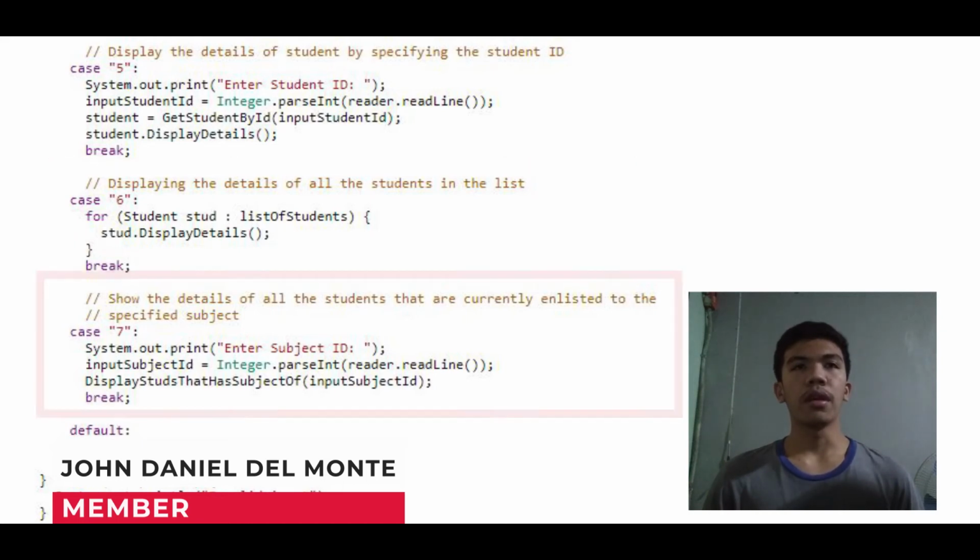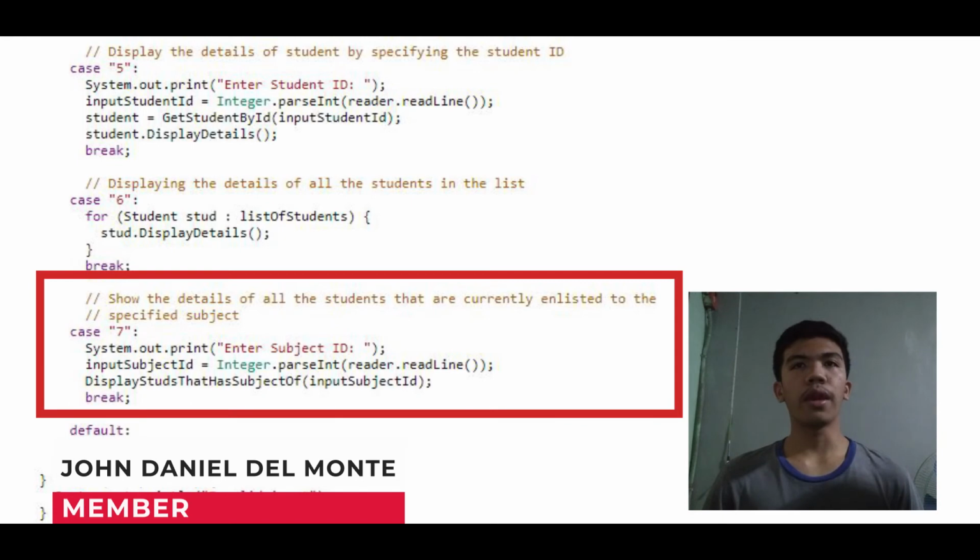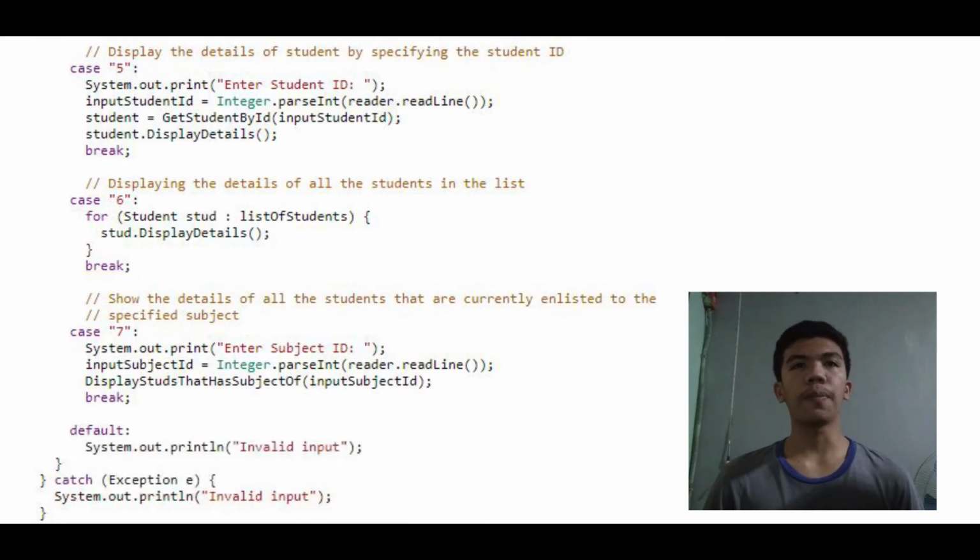Case 7. The program will prompt the user to enter a valid subject ID, and then using the display students that has subject of method, which accepts a subject ID as an argument, it will print all of the details for the students enrolled in the object subject class who have been retrieved using the subject ID specified by the user.